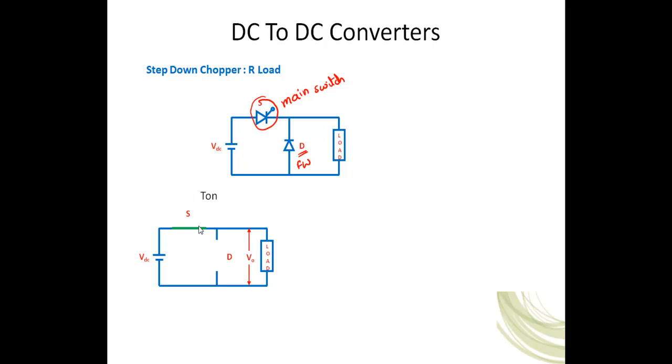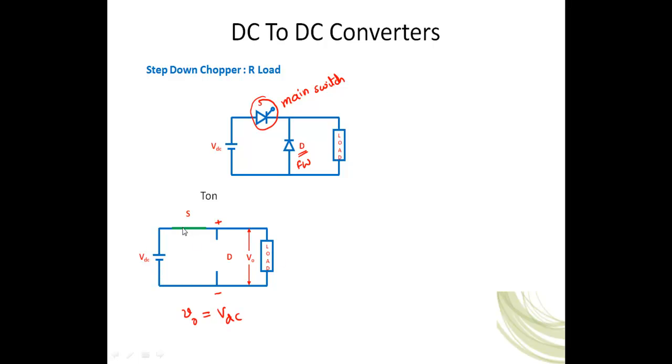In this case, the switch will be turned on and it will act as a short circuit, and this polarity will appear here. That means the source voltage will appear across the diode, positive and negative. That means the diode is reverse biased and acting as an open circuit. So in this case, the output voltage will be the same as the source voltage. That means the output voltage V0 is the same as VDC. That's one. So when the switch is on, the source is supplying energy to the load.